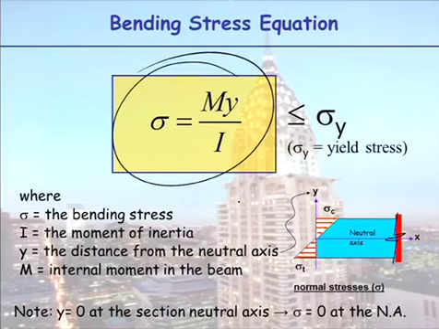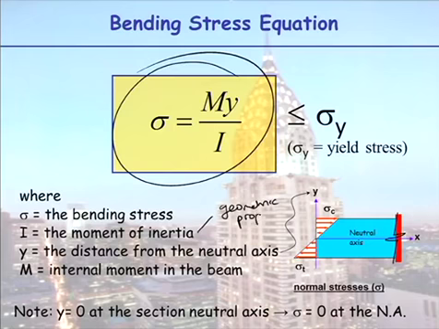Now, in our formula here, this is the relationship between our bending stress, our bending moment, and I, our moment of inertia, which we'll spend time on Wednesday. This I is a geometric property.